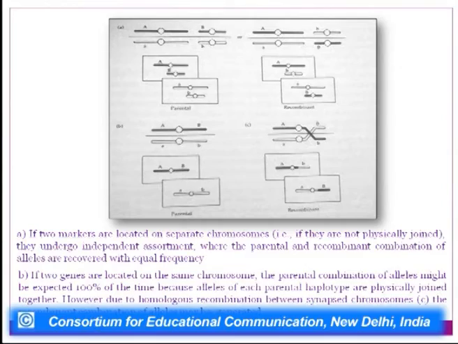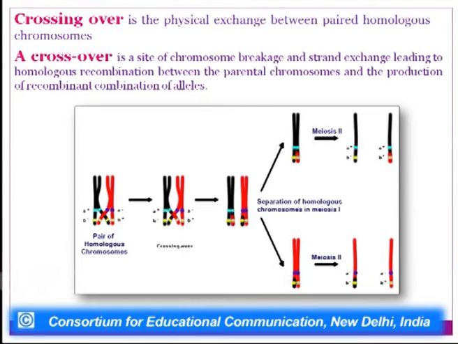So, crossing over, which we are talking about a lot, is the physical exchange between paired homologous chromosomes, and the crossover is a site of chromosome breakage and strand exchange leading to homologous recombination between the parental chromosomes and the production of recombinant combinations of alleles. I hope this is understood till now: there is an independent assortment of two genes, particularly when they are lying on two different chromosomes. The two genes can be linked together, inherited together, if they are lying too close on one particular chromosome. Since they are linked and always inherited together, if there is a complete linkage, there will be no occurrence of recombination.